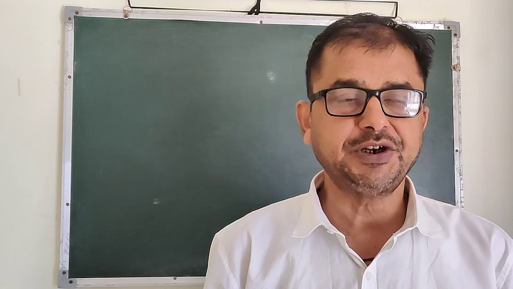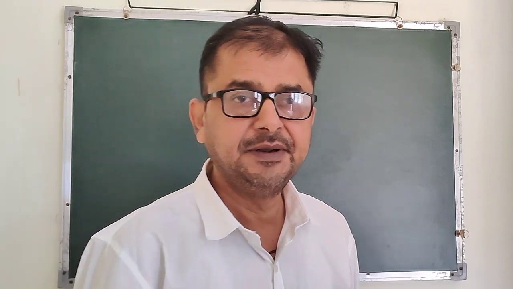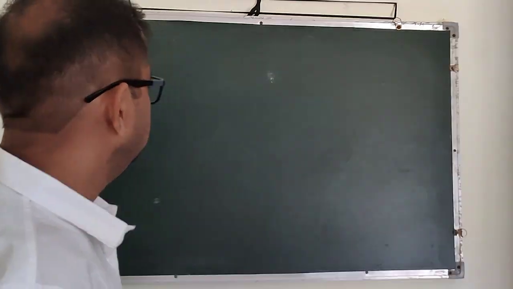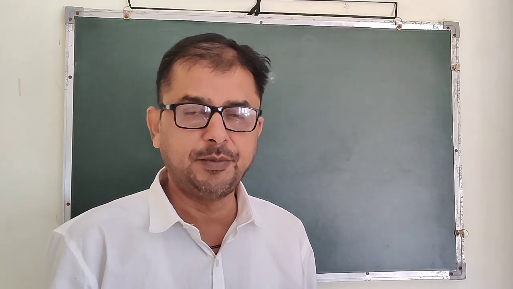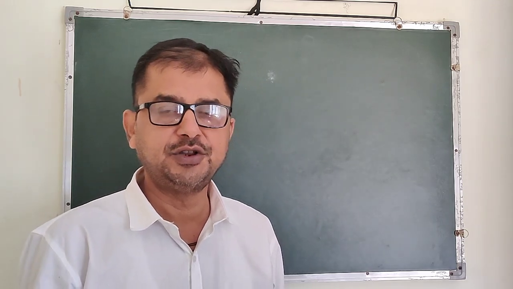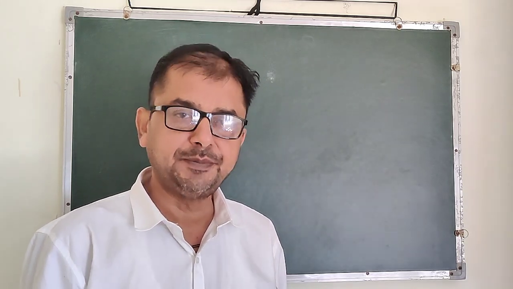First, we know what a projectile is. A projectile is simply a body which is moving under gravity. Under gravity means, generally, you see a projectile is a ball thrown from a cricket ground at some angle with the horizon, and it will move on a parabolic path.